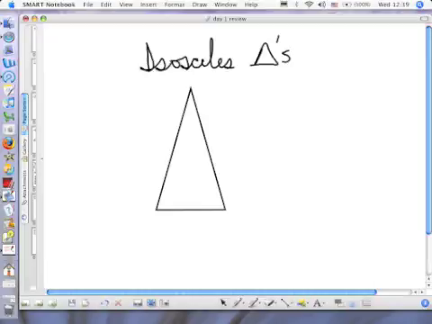First thing is that in isosceles triangles we have two equal sides. We also have two equal angles, and we call them the base angles. The third angle is called the vertex angle.